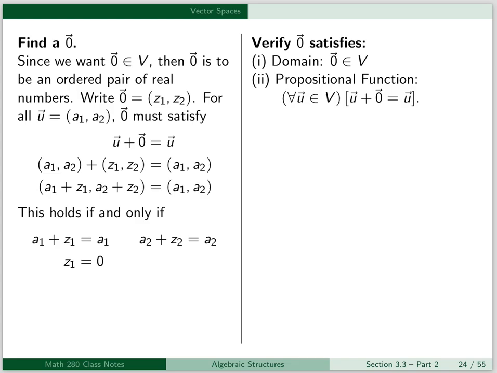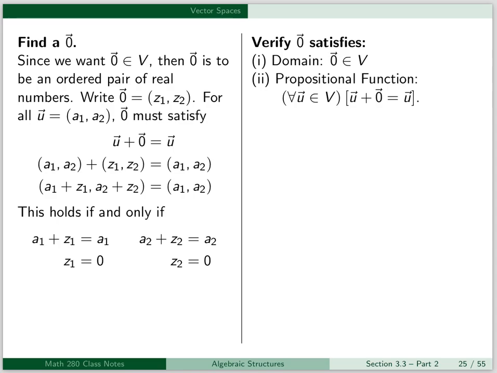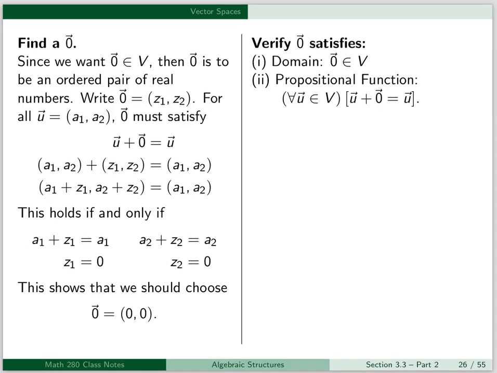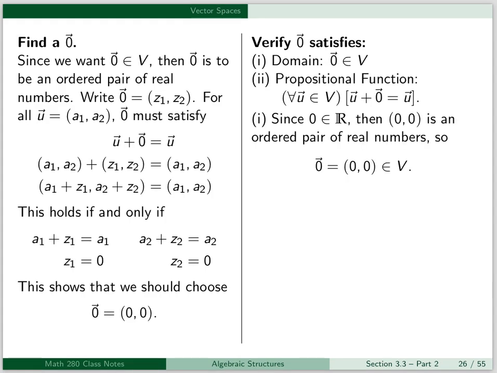And the first equation implies that z1 must be 0, and the second equation tells us that z2 must be 0. And this shows that we should choose our z1 and z2 both 0, so that our 0 vector is the ordered pair (0, 0). So we've now found our 0 vector, and we're ready to verify that it satisfies our two conditions. So in the right-hand column, we have, since 0 is a real number, then (0, 0) is an ordered pair of real numbers, so our 0 vector belongs to V.